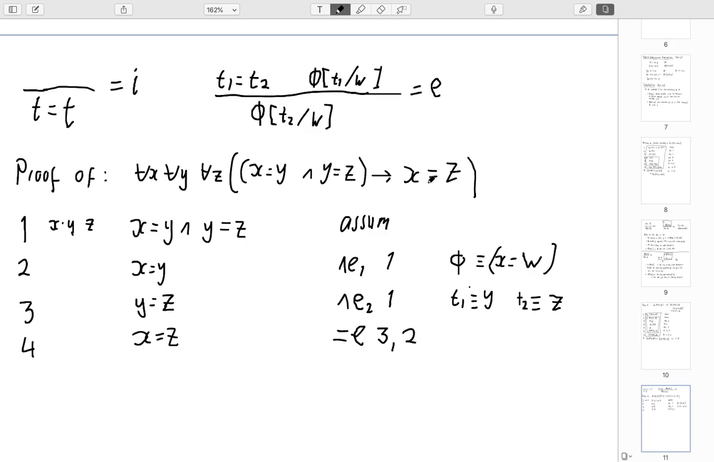The important thing is we've got the right side of the implication now, and of course in line 5 we can just then get the implication. So that's, we've derived that x equals y and y equals z.